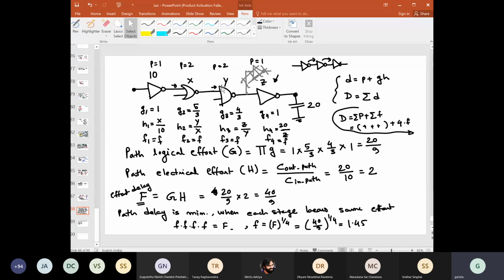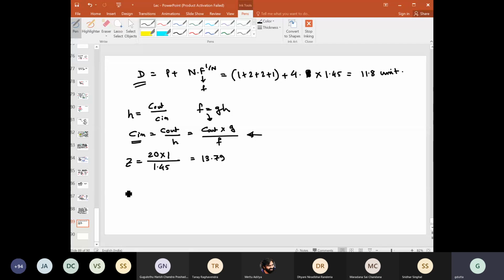So this Z is being driven by this NAND gate. So for this NAND gate, now you know the output capacitance C out, right? So using the same formula, you can now estimate the value of Y. The output capacitance here is 13.79 into G. For the 2 input NAND gate, the logical effort is 4 by 3, divided by F, 1.45. So if you calculate it, you will get 12.68.